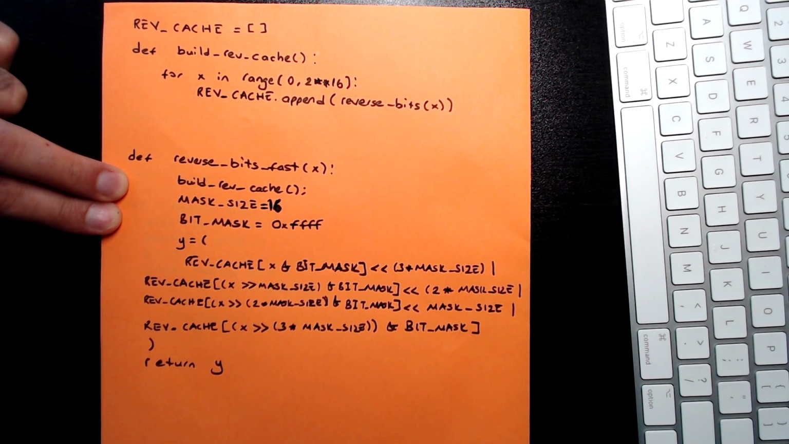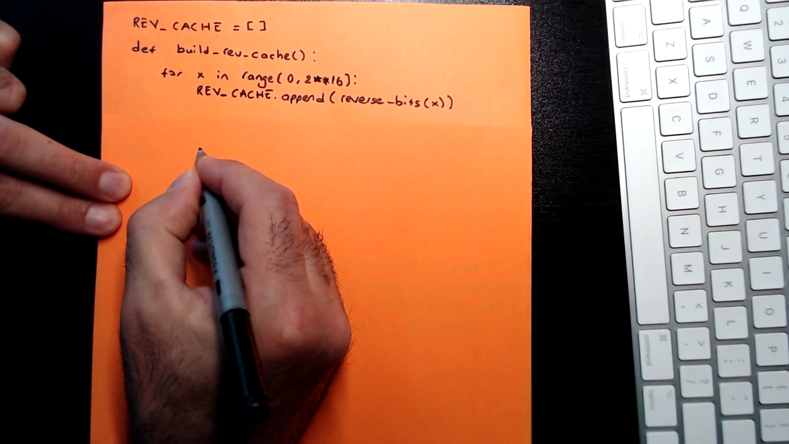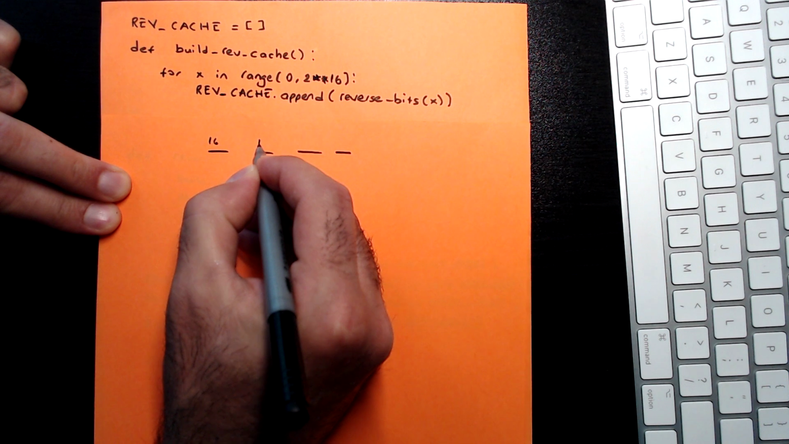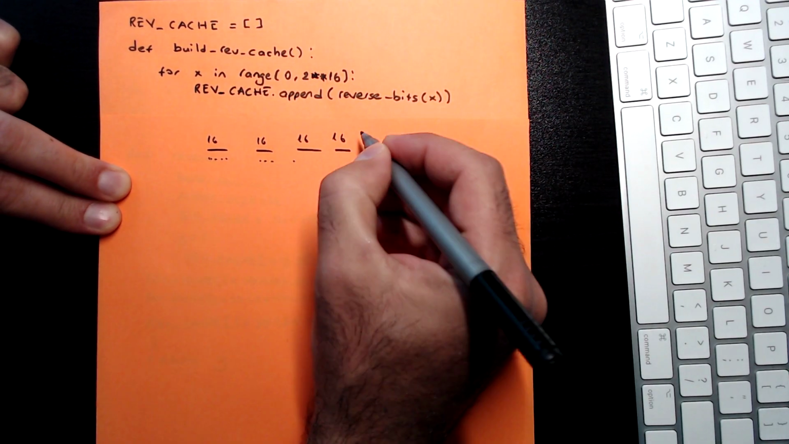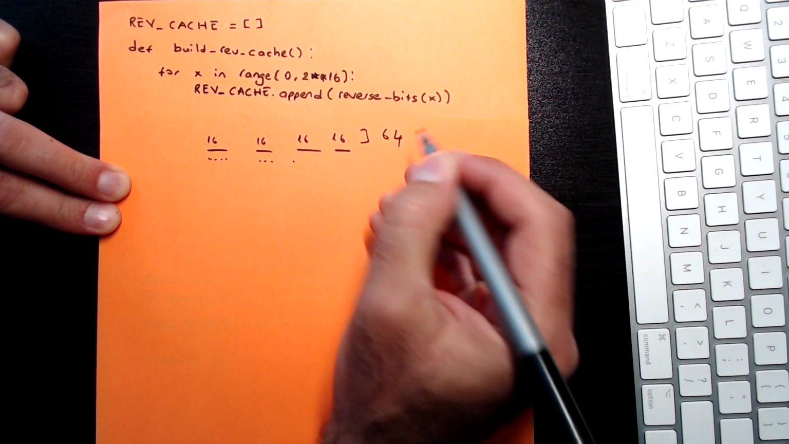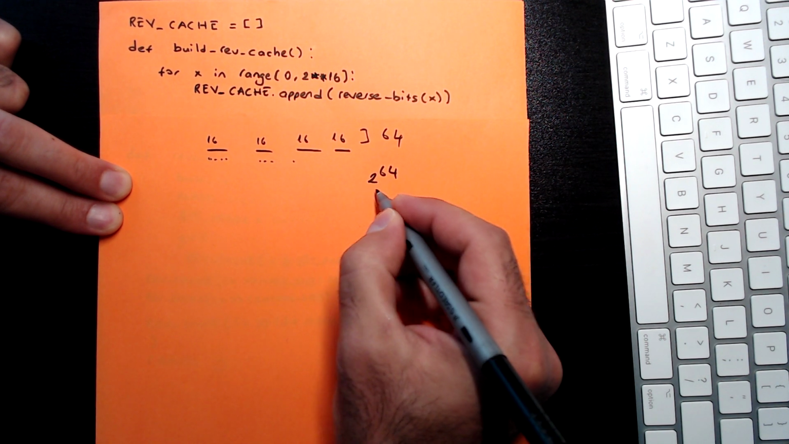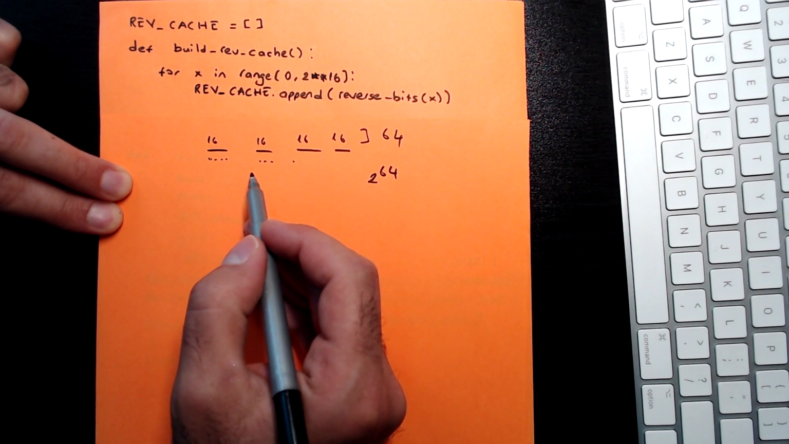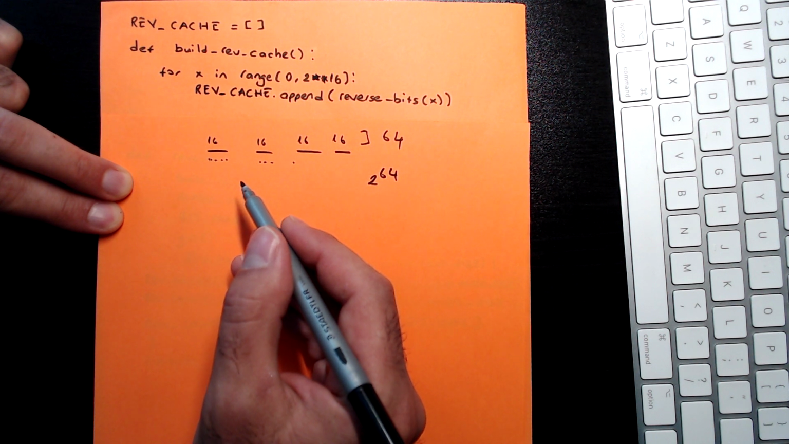But that said, let's take a quick look. If you're given 64-bit integers, let's say that we have 16 bits, 16 bits, 16 bits, and 16 bits, and just imagine there are 16 bits in each, and that totals up to 64 bits. 2 to the 64, again, is a huge number. We're not going to be able to create a cache lookup for that. But if you're going to reverse bits for 16 bits, that's doable, right? It's only around 65,000 entries.